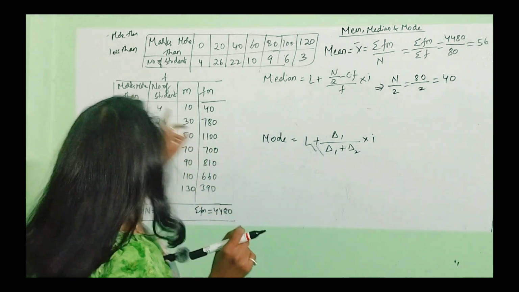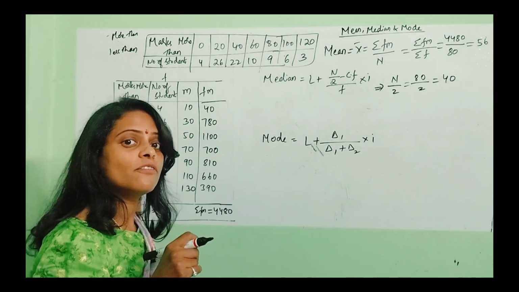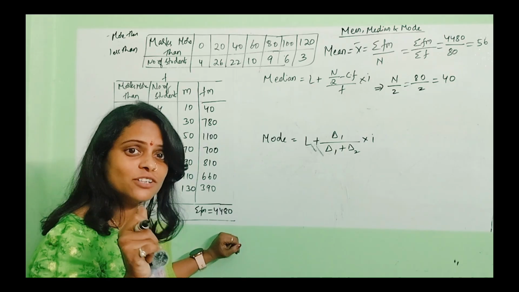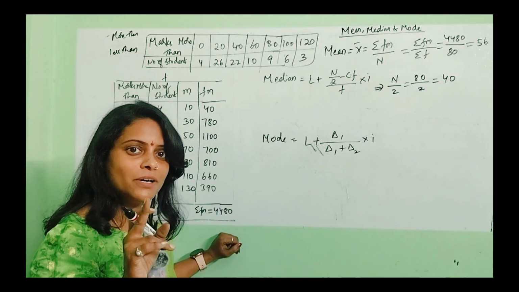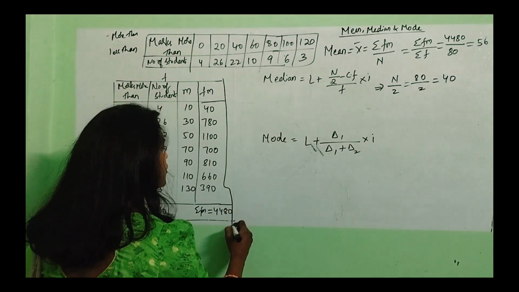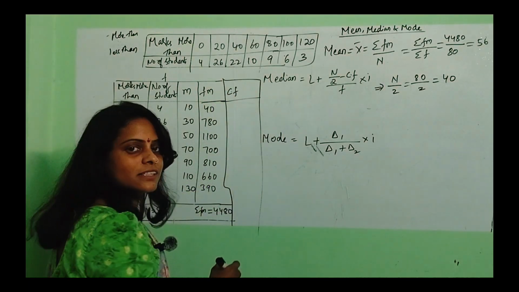Because we don't have the single value, we have here the class interval. Okay, so for that class interval we are finding this then. Where to see that 40 now? Do you remember? That is cumulative frequency. Yes, right. So first we have to find out what is the cumulative frequency.